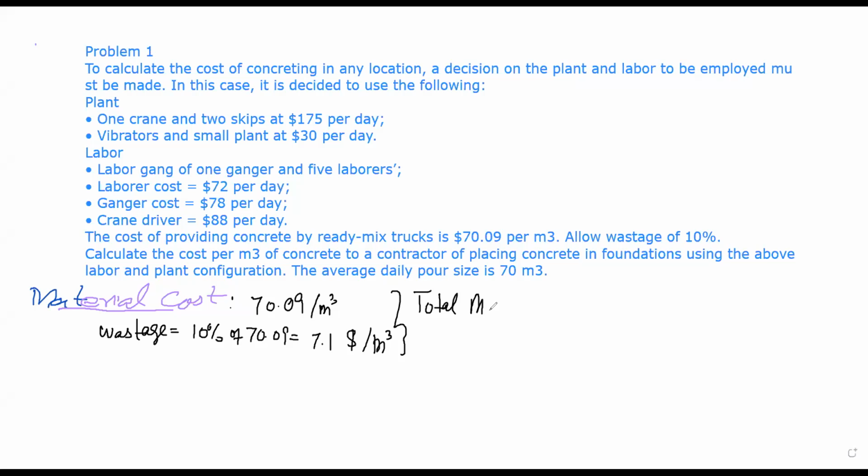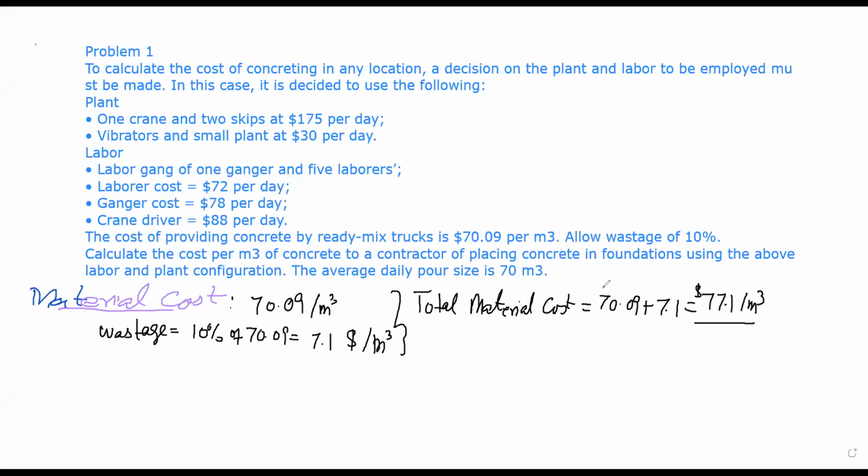So the total material cost is then 70.09 plus 7.1. So it will be how much? $77.1 per cubic meter. $77.1 per cubic meter. So that will be the total material cost.